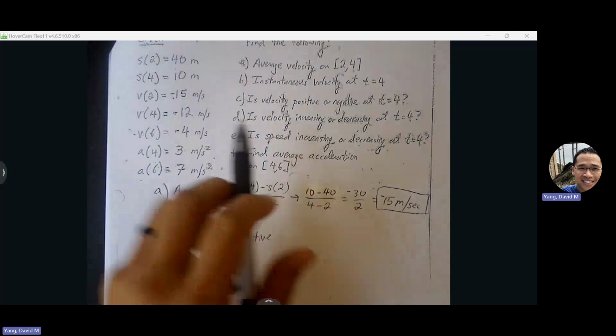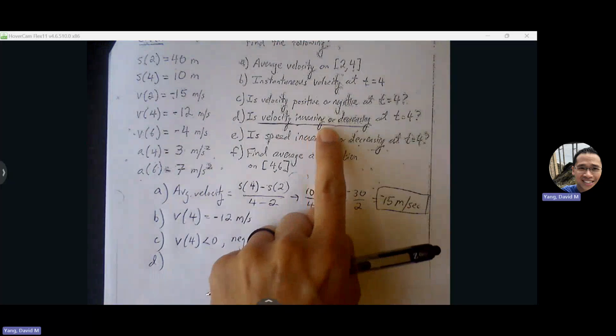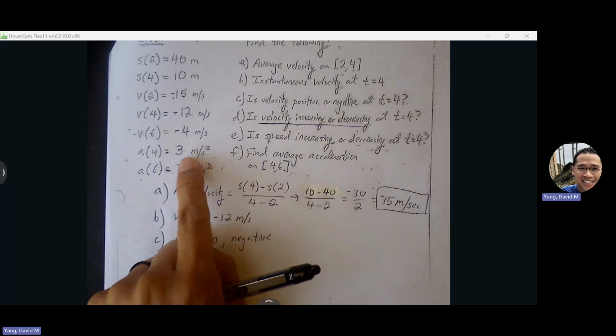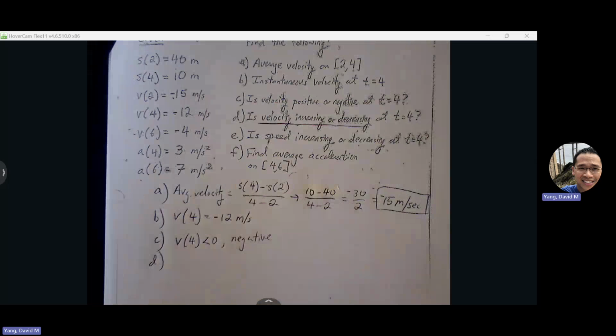Now part D is velocity increasing or decreasing. So this is talking about what? Just acceleration, right? So since acceleration at 4 is positive, therefore velocity is increasing.